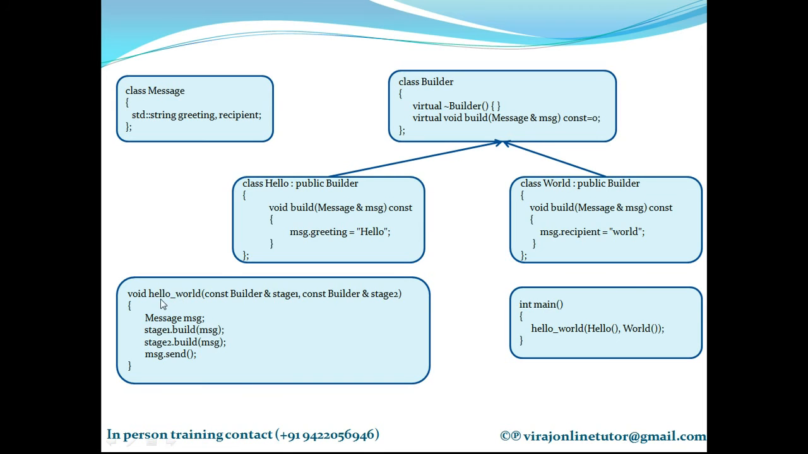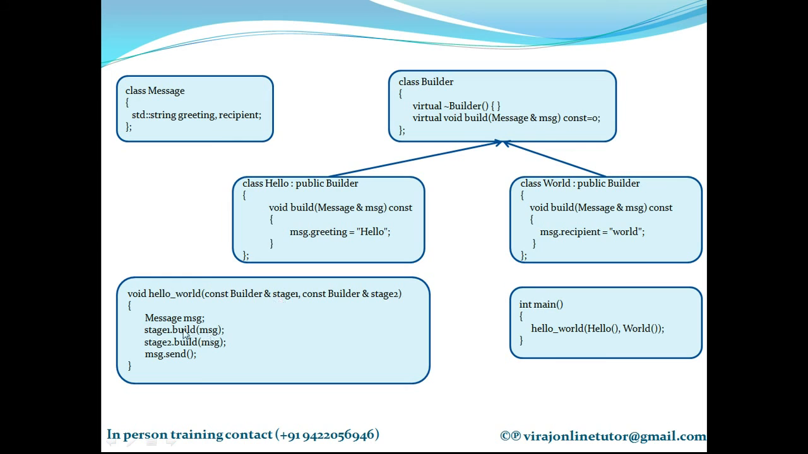Okay. So I have a hello world function which takes two builders by reference. From the main I am creating an object of hello and an object of world and passing them to hello world. So the hello object is passed here, the world object is passed here. I create an object of message, and to stage 1 dot build, I am passing message. What will happen here? I am building the object in stages, right? So stage 1 and stage 2 are two different stages of building my complex object message.